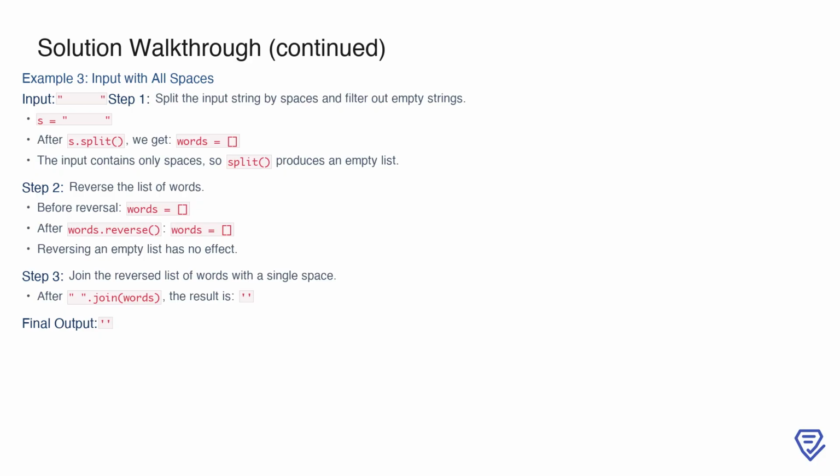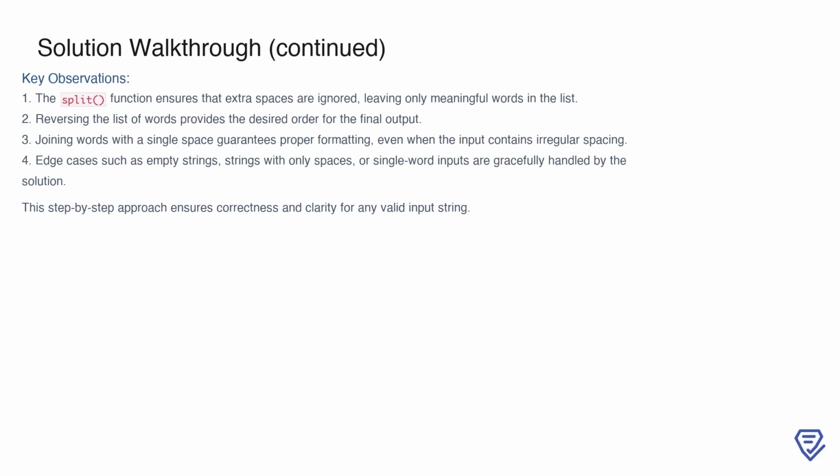Finally, joining an empty list with a single space results in an empty string. This shows that the solution correctly handles cases where the input contains no meaningful content, returning an empty string as the output. From these examples, we can draw some key observations.